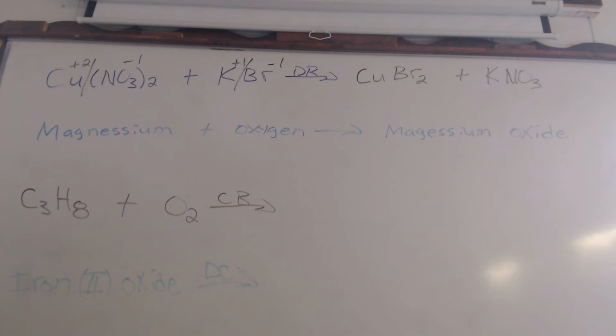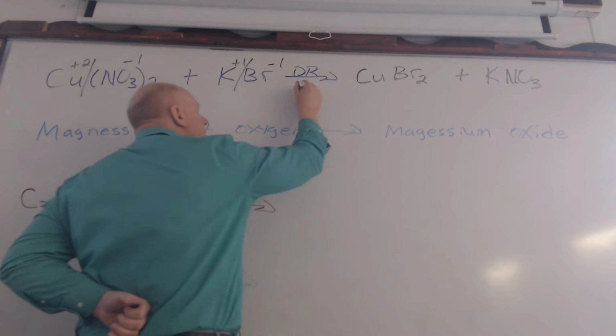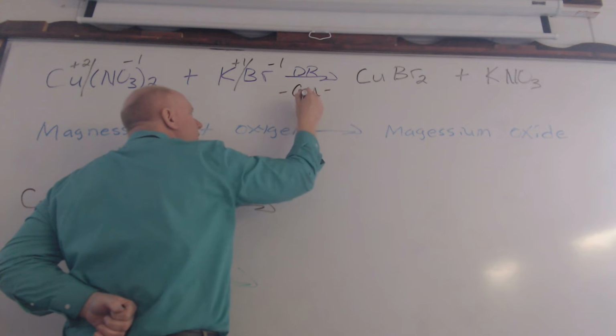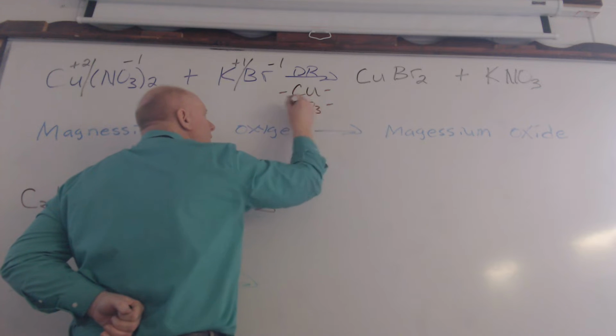Do we want to work on balancing this, or are we good? Yeah, work on it. I might as well. All right. We're asking for input. We're receiving our input. Copper. What else do we see? Nitrate. Potassium. Bromide.